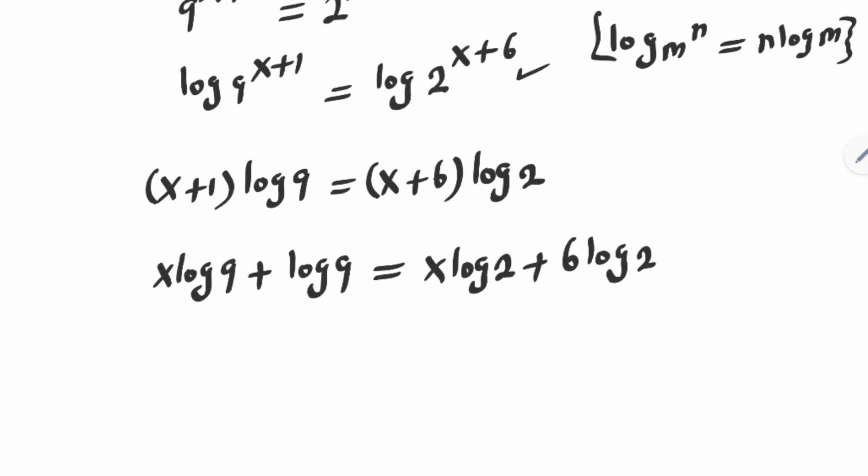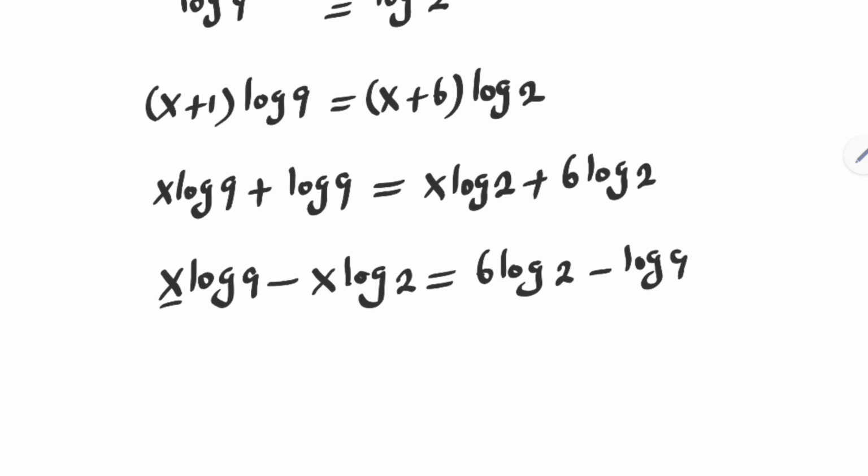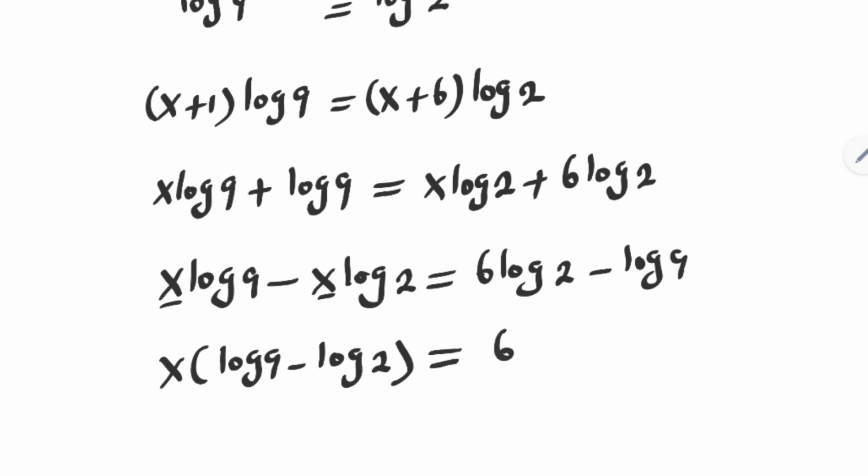At this point, we can collect like terms. That is x log 9. And if you bring this x log 2 to this side, it becomes minus x log 2 is equal to 6 log 2, then minus log 9. Now x is common here. Let's factor it out. We have x bracket log 9 minus log 2 is equal to 6 log 2 minus log 9.